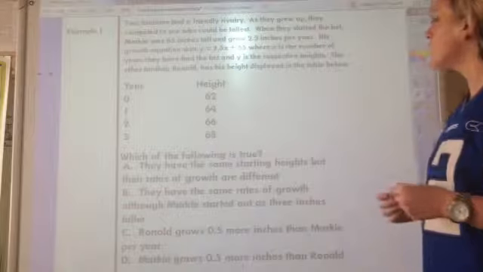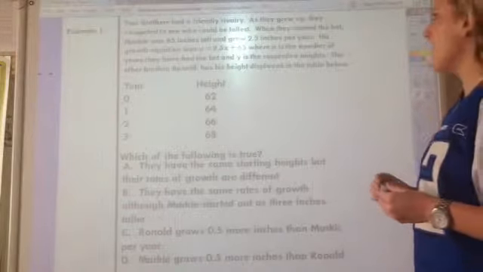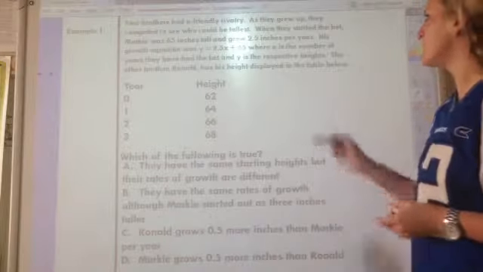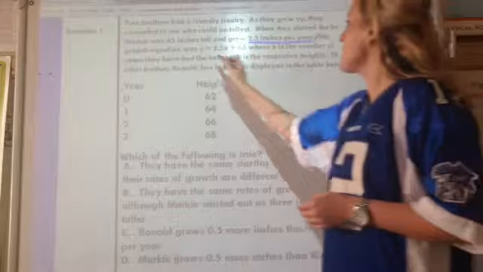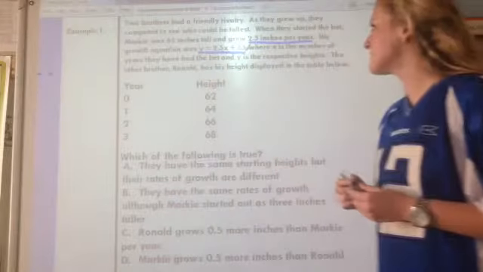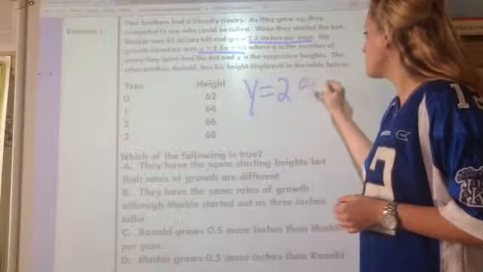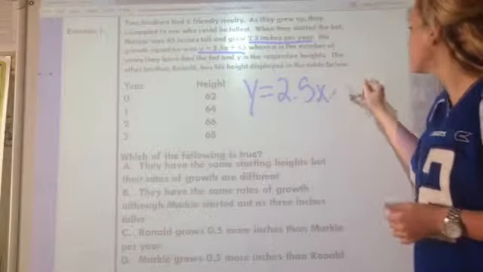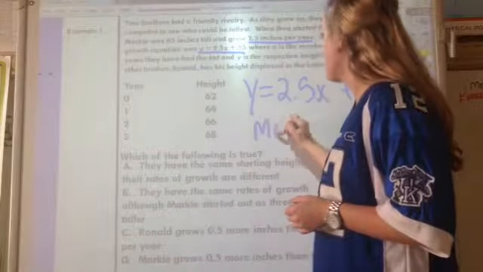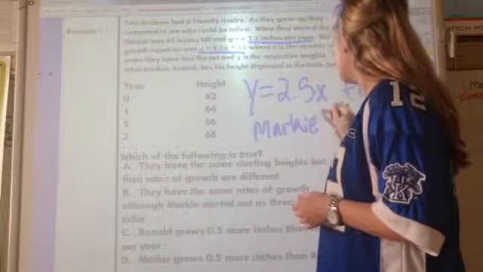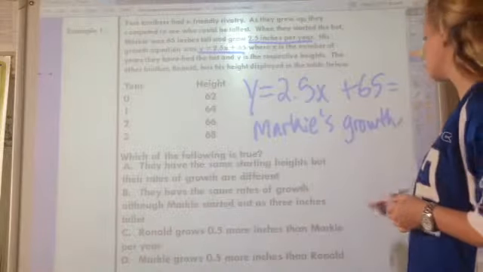When they started the bet, Marky was 65 inches tall and grew 2.5 inches per year. His growth equation was y equals 2.5x plus 65. I want you to write that on your paper. My pen is your pen. 2.5x plus 65 equals Marky's growth. I want you to write that on your paper so you have something to compare to.